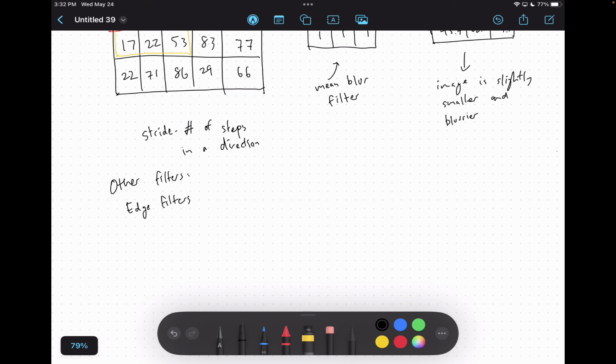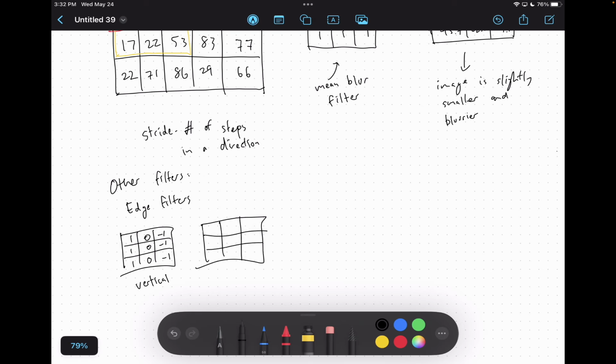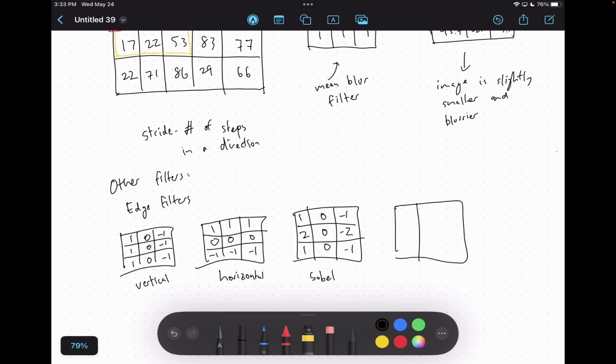So other filters that you can do, one of the more common ones is known as the edge filter. So 1, 1, 1, 0, 0, 0, negative 1, negative 1, negative 1. This is called a vertical. There's also horizontal. There is the Sobel. And there is the Scharr filter.